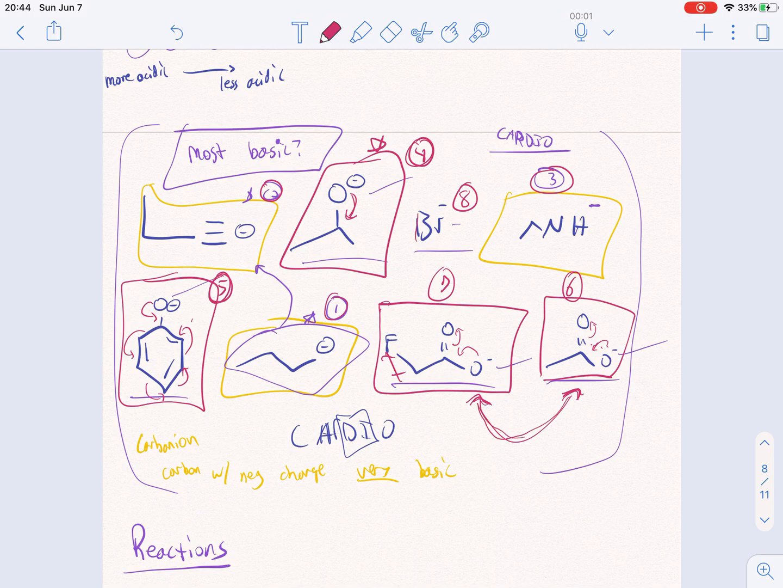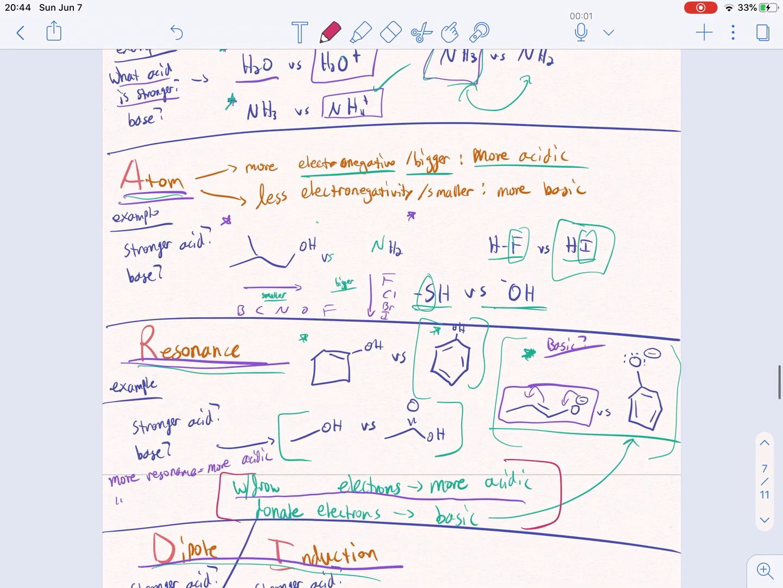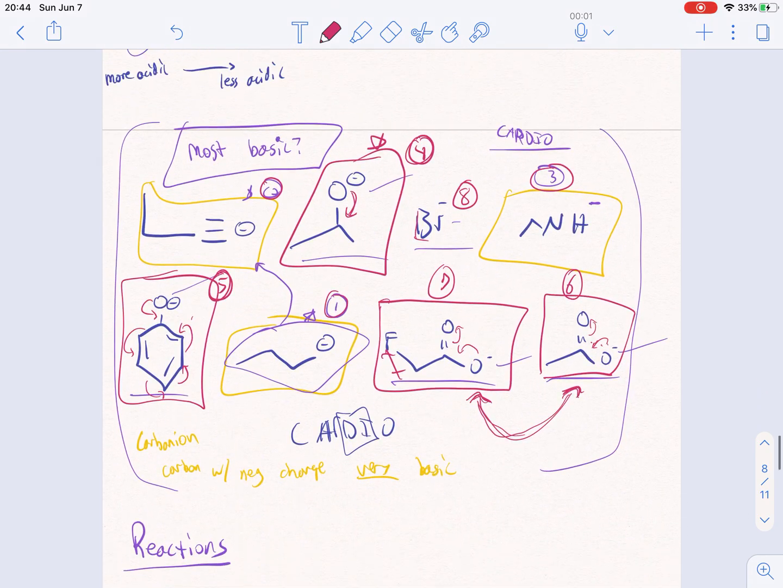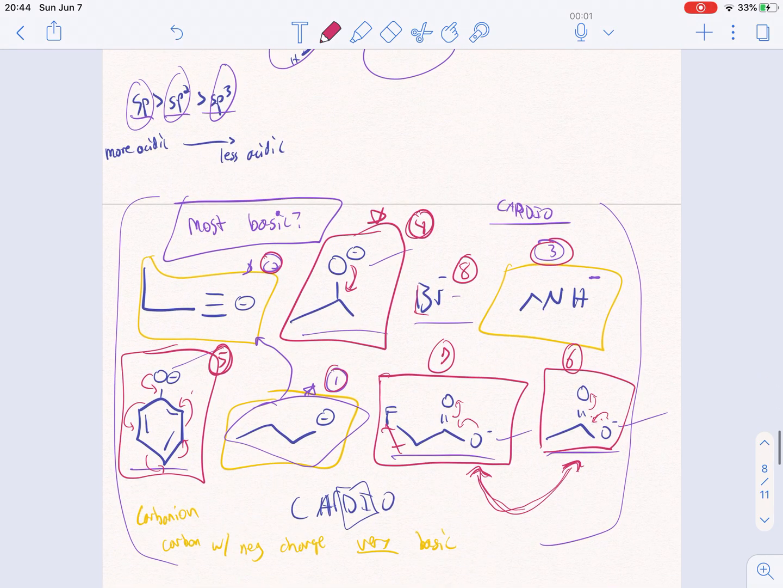Then 8, bromine is going to be last because bromine, it's really big. Hold on. Yeah, it's bigger, right? It's big and there's nothing else on it. There's nothing else it can do. So that's going to be last.